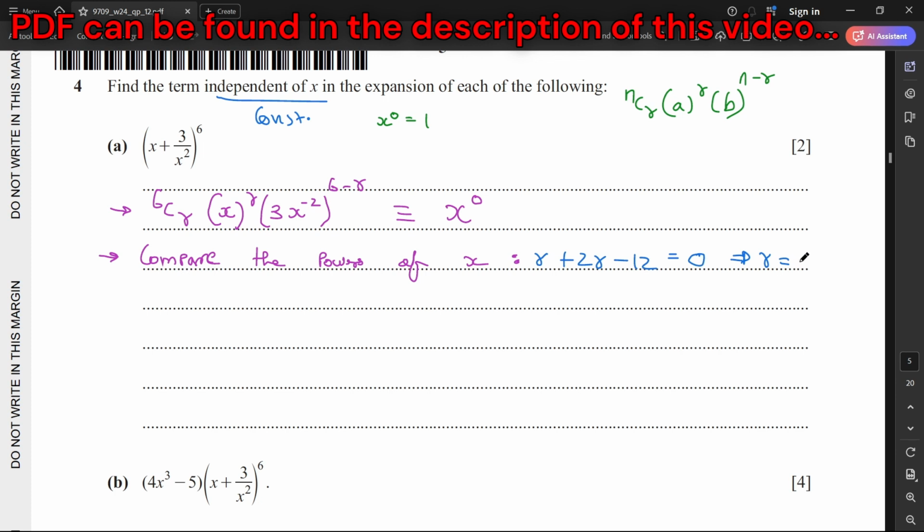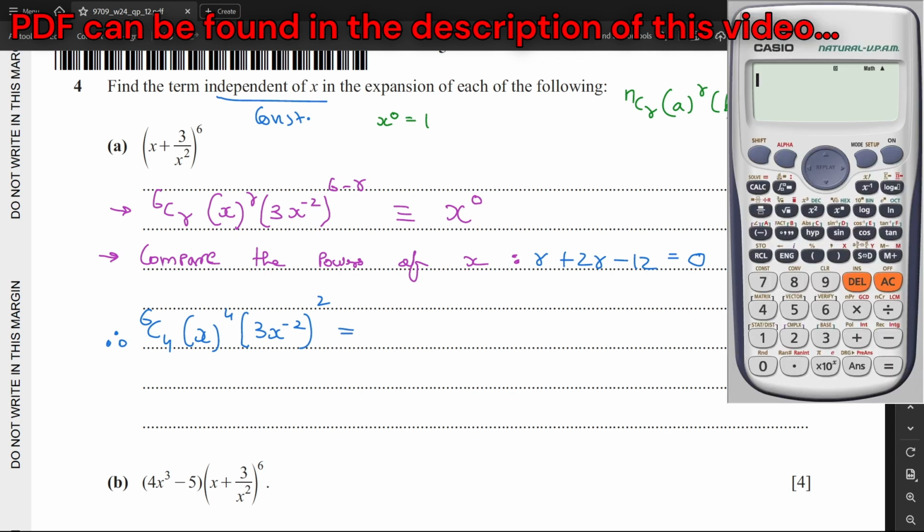So 12 by 3 is 4, so r will come out to be 4. So when my r is equal to 4, I'll be having a term that will be independent of x. I can show it to you over here. 64, sorry, not 3 but 4. 64 into x power of 4 into 3x power of minus 2 to the power of 6 minus 4 is 2.